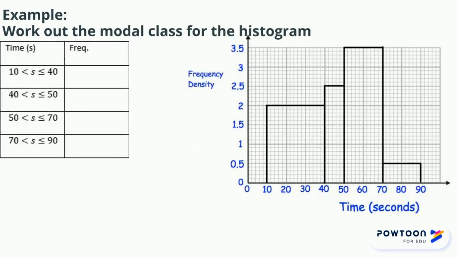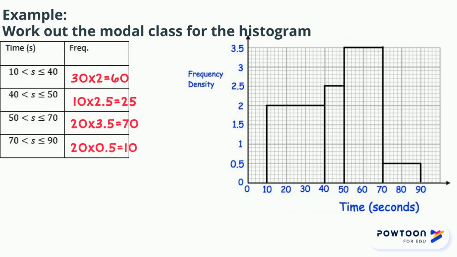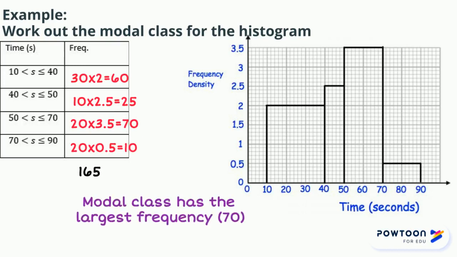To find that modal class, again, just look at the largest frequency. So in this case, it's 70. The corresponding interval is from 50 to 70. So our modal class goes from 50 to 70.